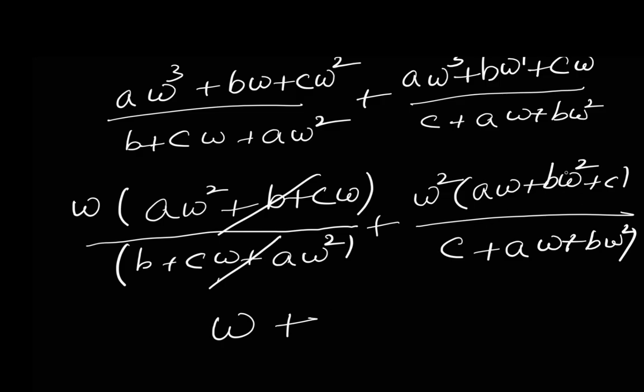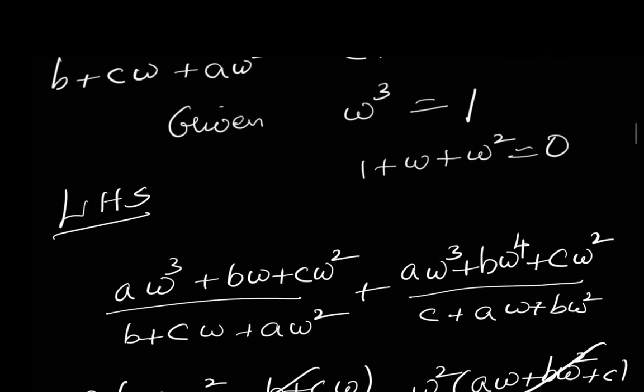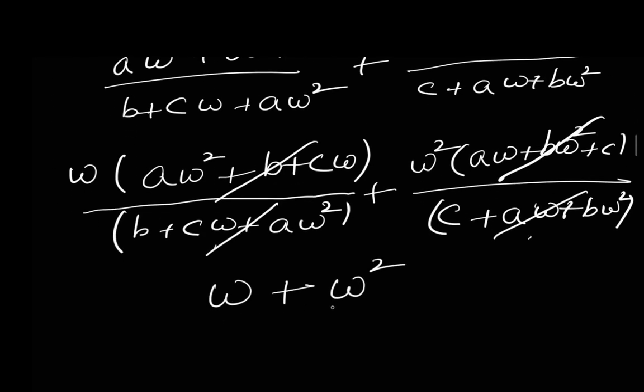The second fraction also, the bracket terms are same: c plus a omega plus b omega squared. Both the expressions get cancelled. You will get omega squared. What is here the condition? 1 plus omega plus omega squared equals 0. But here we have omega plus omega squared. Take 1 to the other side, you will get minus 1. This is your right hand side result we proved here.